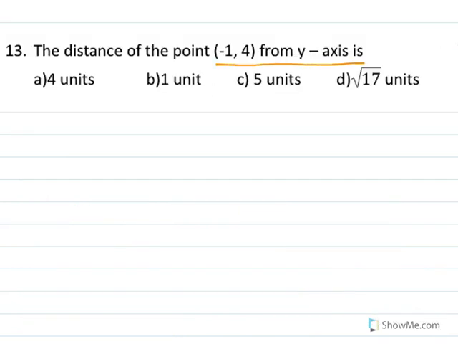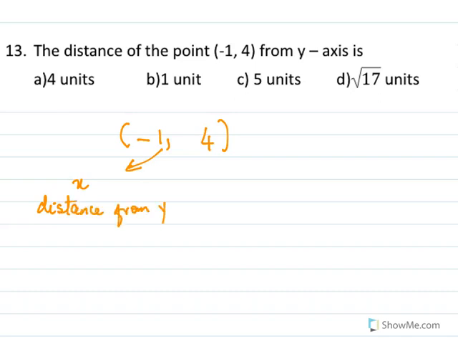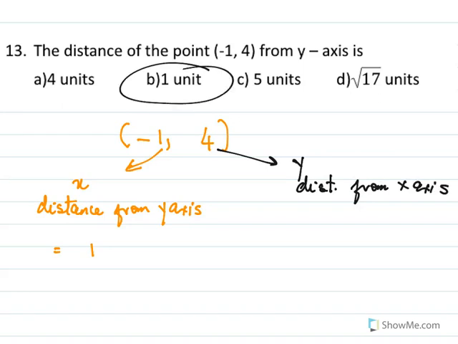The distance of the point from the y-axis. Now the point is (-1, 4). Now this x coordinate is always the distance from the y-axis. So the distance from the y-axis is 1. And the y coordinate is always the distance from the x-axis. So here the right option is 1 centimeter.